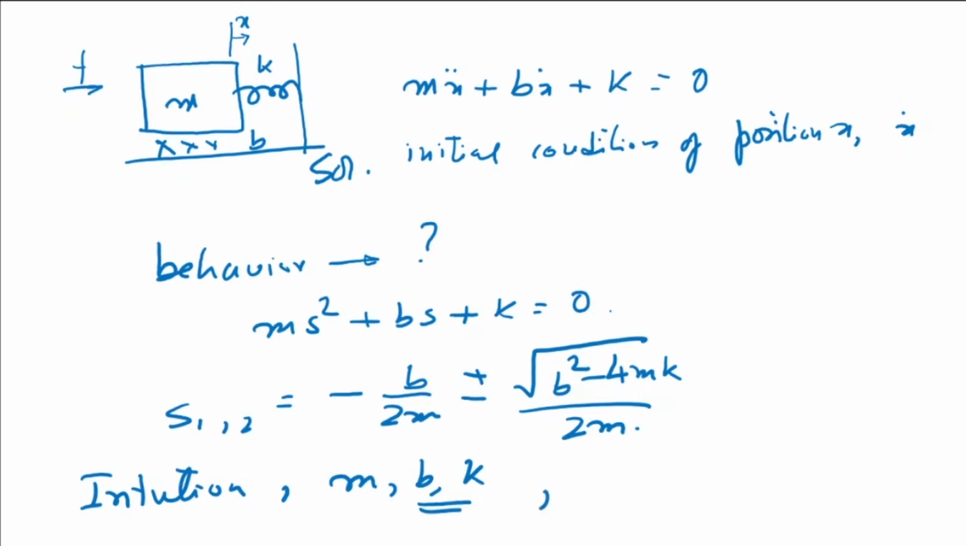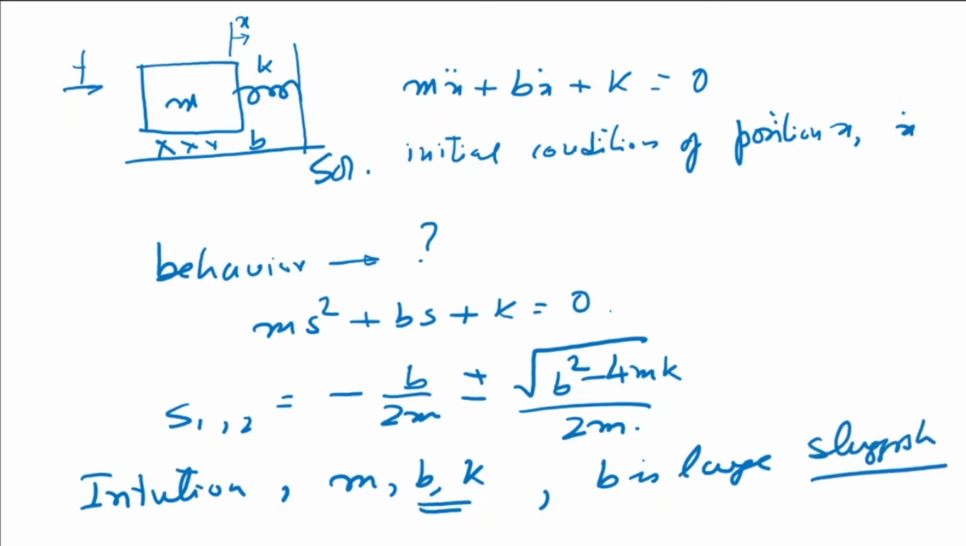Suppose b is very large. That means friction is very, very large. So the behavior is going to be very sluggish. If I give it a small push and I leave it, it is not going to oscillate much. It will just move a little bit and then come back. So when b is large, it will have very sluggish behavior.